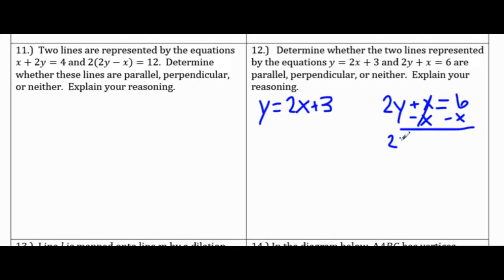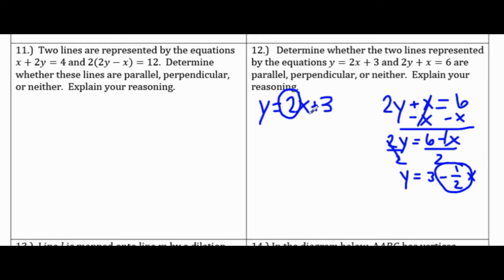sides. So we have 2y equals 6 minus x. They're not like terms. Next step, divide by 2. And we get y equals 6 divided by 2 is 3, minus, now there's really a 1 next to the x, so it's really 1 over 2, so 1/2 x. So let's take a look here. Focus on your slopes. The slope of one of the lines is a positive 2, and the slope of the other line is a negative 1/2. Now we know they can't be parallel because parallel lines have the same slope.